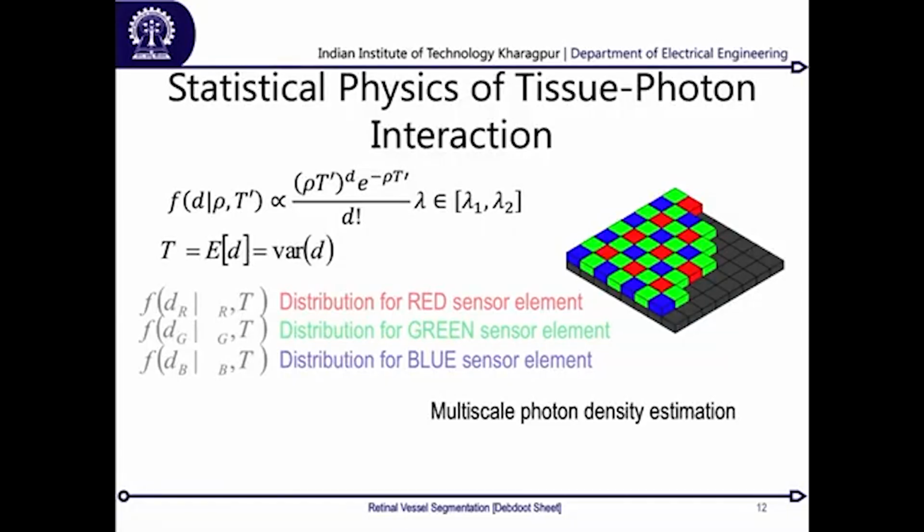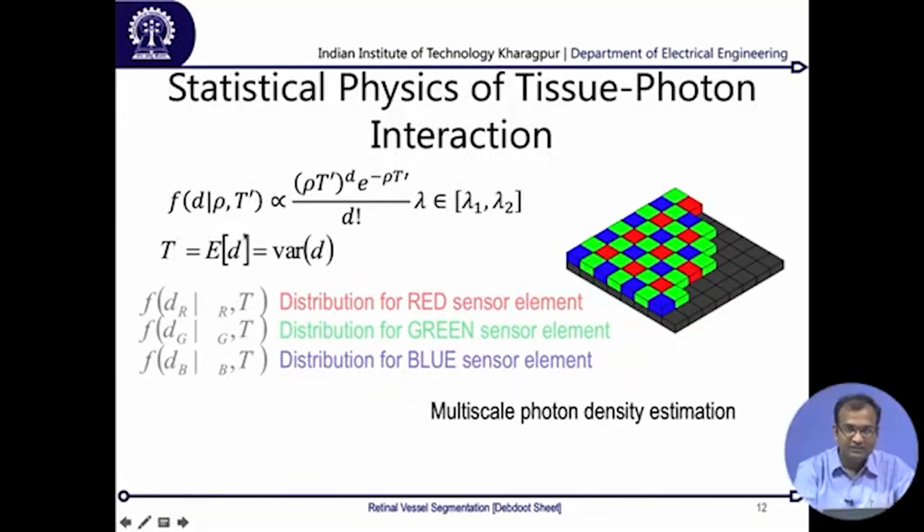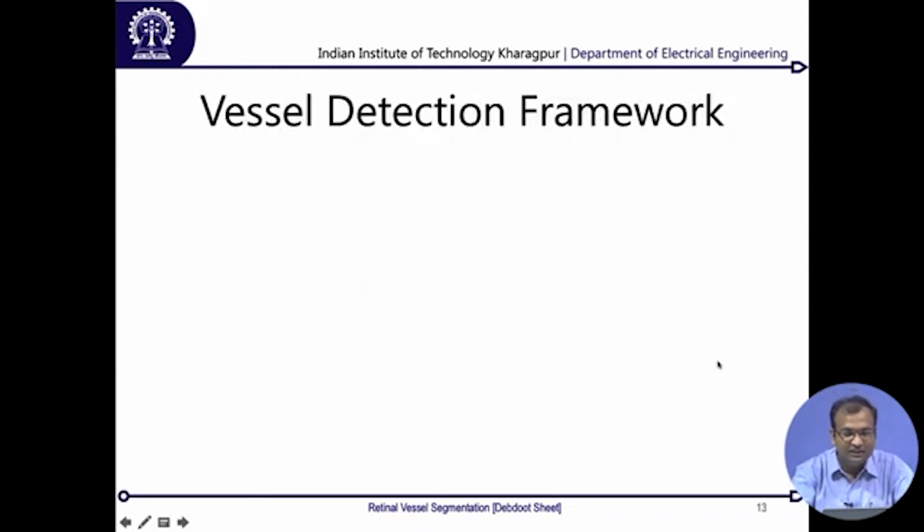Now, instead of trying to optimize which is my best scale at which I can compute, I can actually take a whole stack of multiple of these scales, and over this pyramid I can compute what will be my expectation value, and that is what we call the multi-scale photon density estimation model for each specific wavelength. Now, from there we enter into what we do for the vessel detection framework.